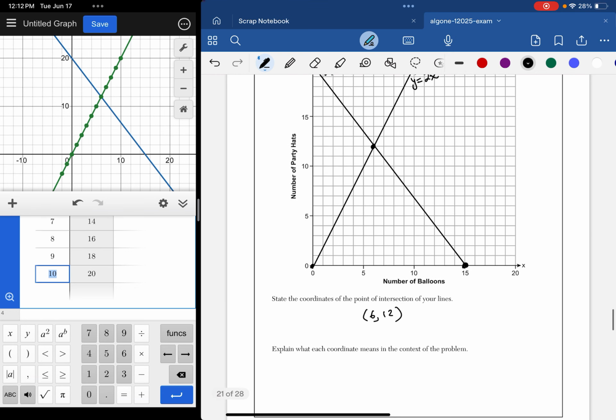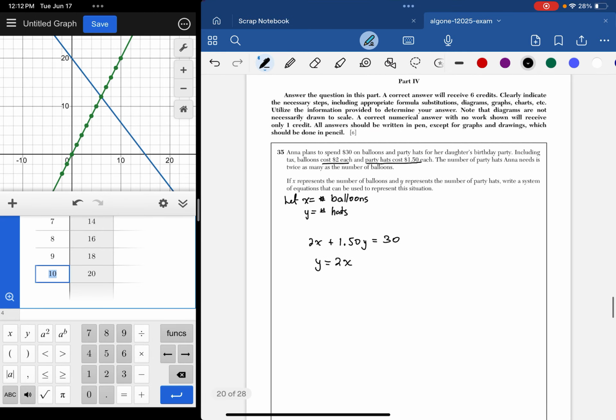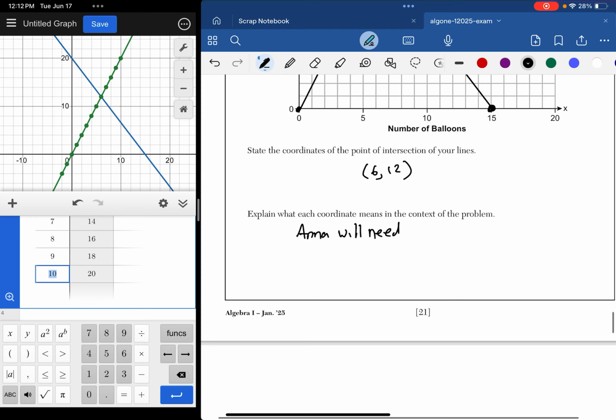Explain what it means in the context of the problem, and that means that Anna will need 6 balloons and 12 party hats. All right, and that's really all there is to it.